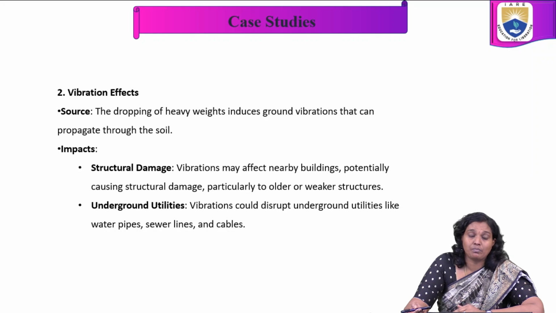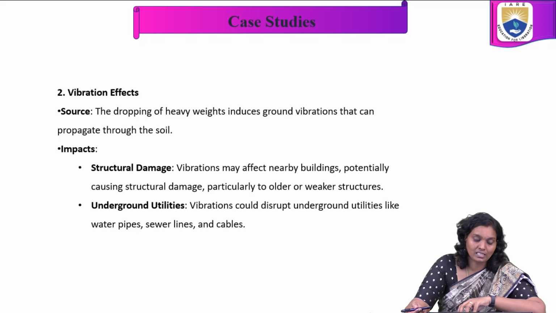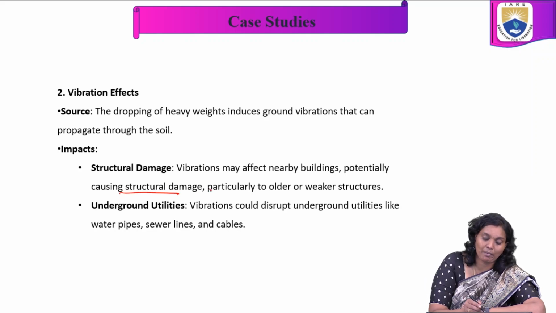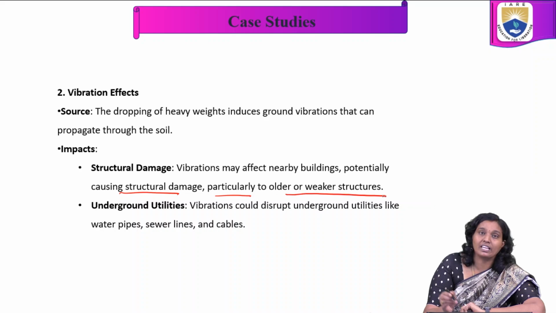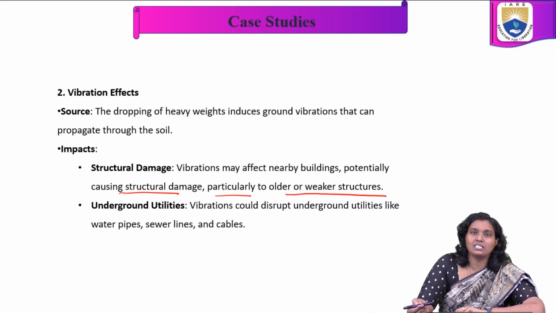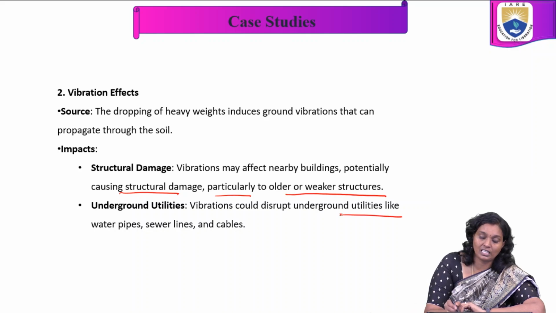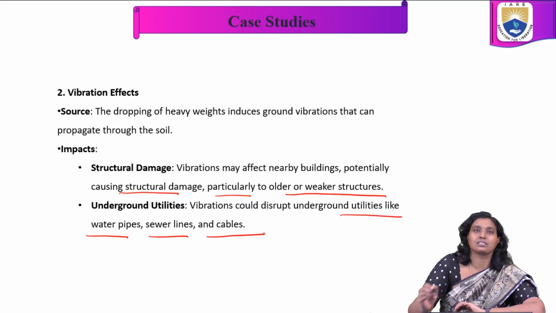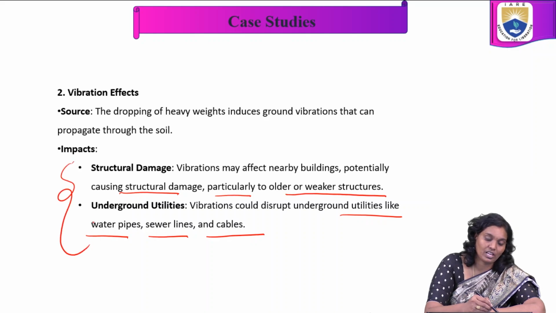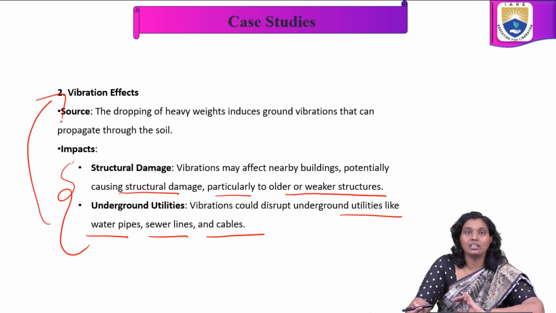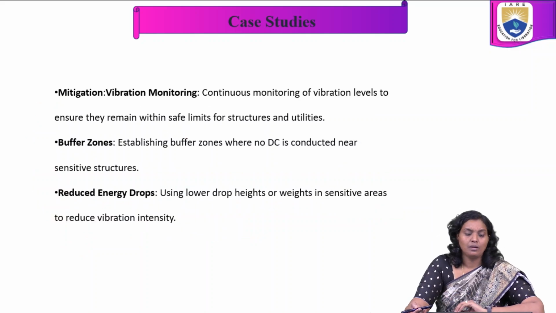Next, vibration effects. The source is the dropping of heavy weights, which induces ground vibration that can propagate through the soil. This impacts structures and underground utilities. Vibration may affect nearby buildings, potentially causing structural damage, particularly to older or weaker structures. Vibrations could also disrupt underground utilities like water pipes, sewer lines and cables. These are the impacts we understand from vibration effects. And mitigation.